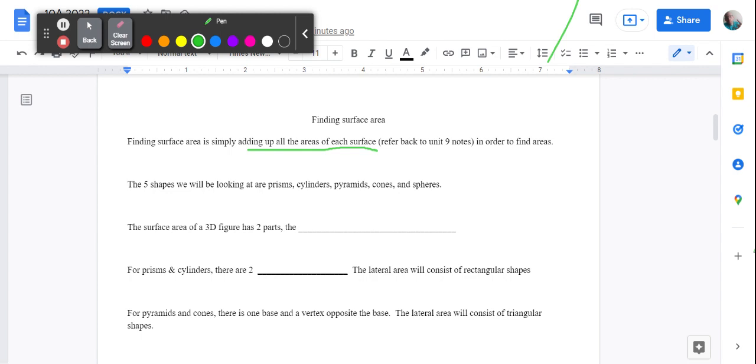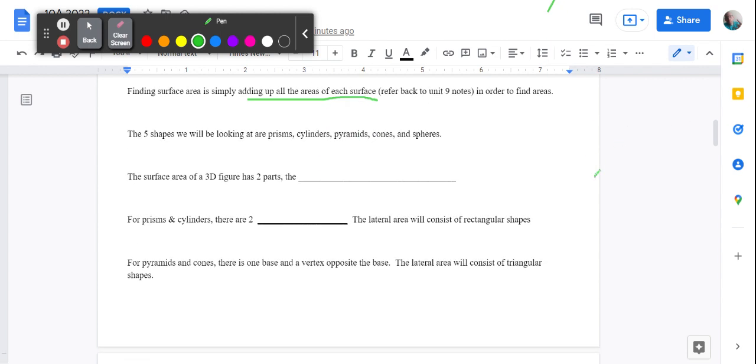Most of it was on the 9A notes, I believe. The regular polygon stuff was, I believe, 9C, 9D, somewhere around there. Again, we may need to use some trig in order to find some apothems or some perimeters, but we still should have all of our Unit 9 notes to go back to. The 5 shapes we're going to be looking at are prisms, cylinders, pyramids, cones, and spheres.